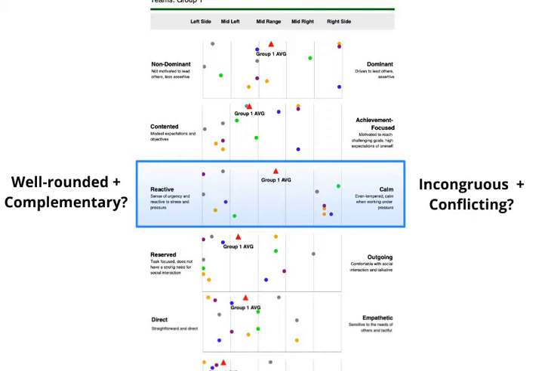In this example, there are individuals who are highly reactive and those who are highly calm. This can cause tension because reactive individuals may interpret calm behavior as inattentive, unhurried, or apathetic, whereas calm individuals may interpret reactive behavior as worrisome, overreactive, or even irrational.